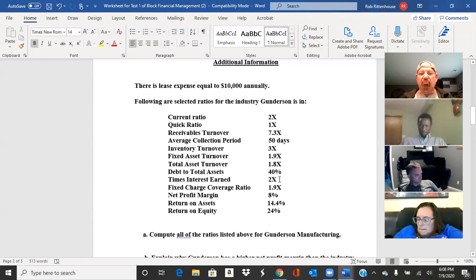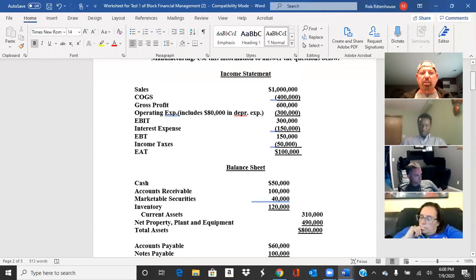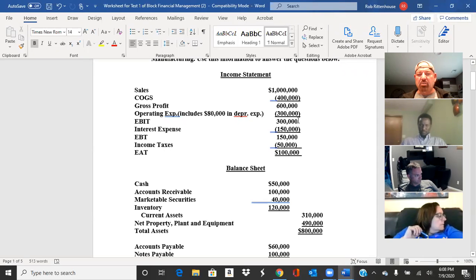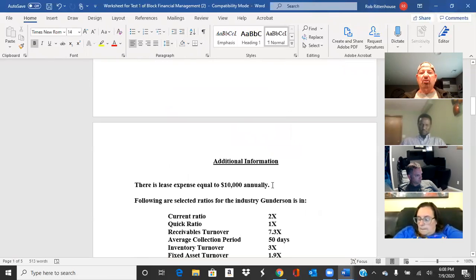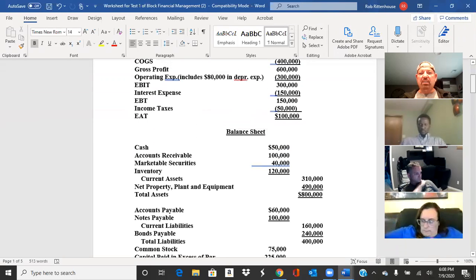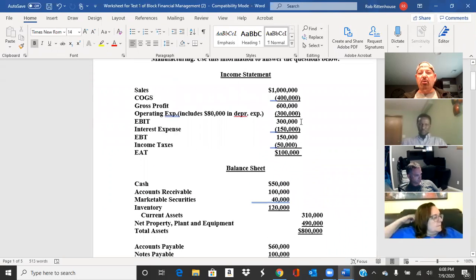So to find earnings before fixed charges and taxes, we take earnings before interest and taxes, with, remember, interest being one of those fixed charges. That's 300,000. And then we have to add back in any lease expense. Well, if you go down to additional information, they said there's 10,000 of annual lease expense. So earnings before fixed charges and taxes would be 310,000. That's your earnings before interest and lease expense, 310,000.